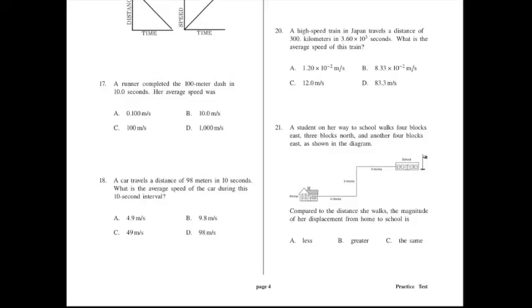Number 17. A runner completed the 100-meter dash in 10 seconds. Her average speed was, wow, a female running that fast. I don't think that's been done before. 10 meters per second. What's the fastest record for women running the 100-meter dash? I'm not sure, but I don't think they ever touched the 10-second barrier, if I recall.